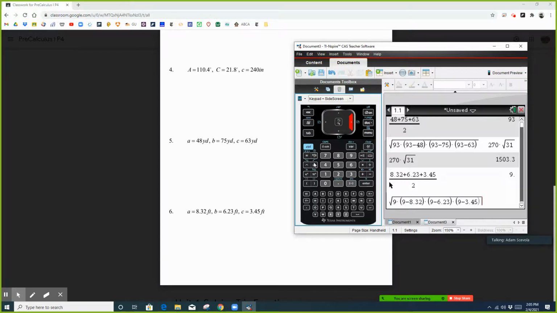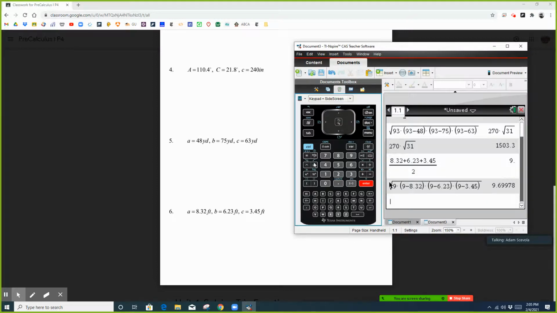Now hit enter. Boom, there's the area. Now could you figure out what one of these angles is and then do the other method? Totally, you could do that. But if you're given all 3 sides, it's easiest just to use Heron's formula.